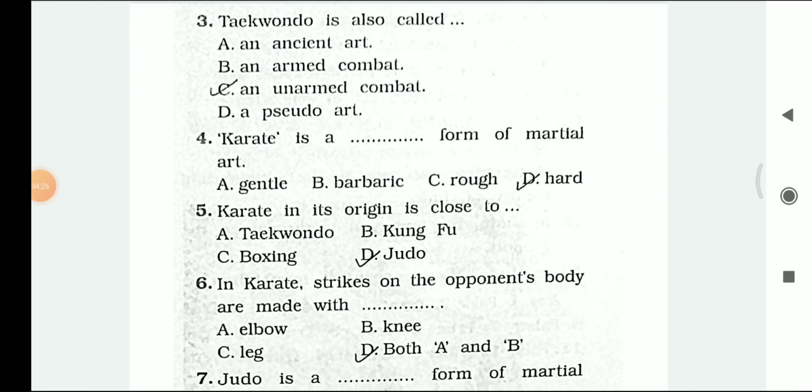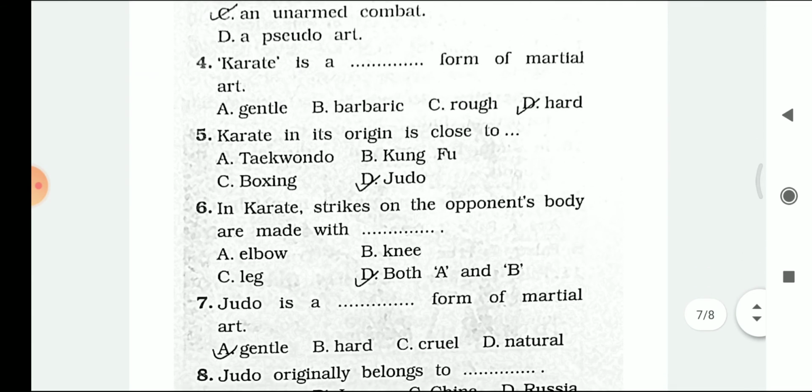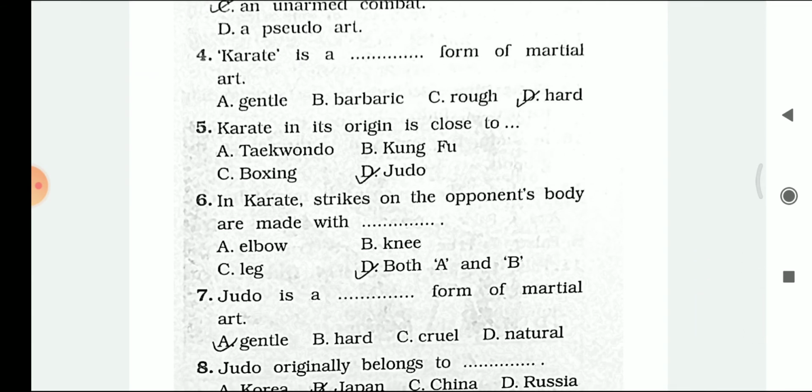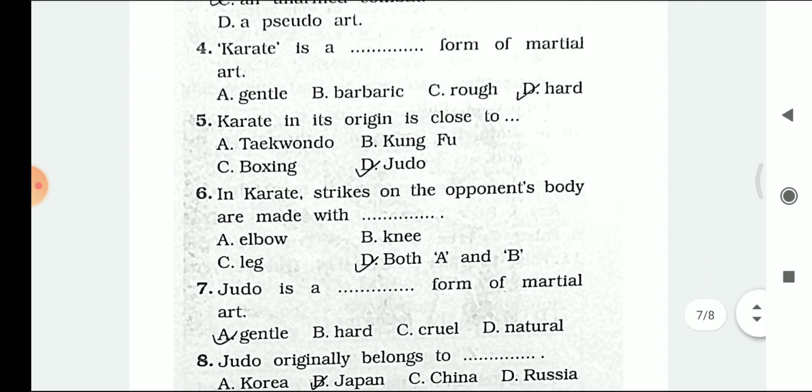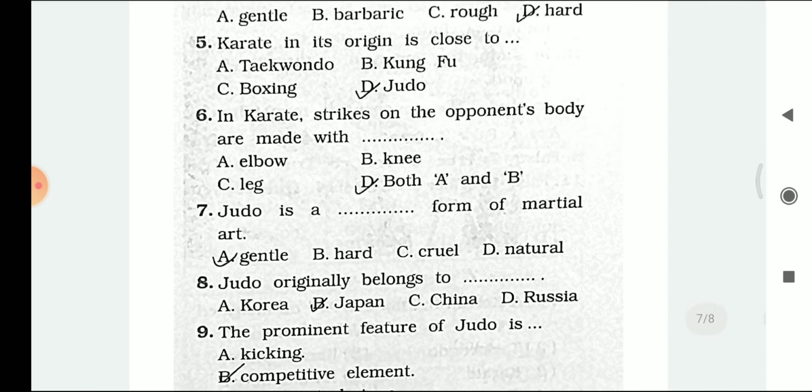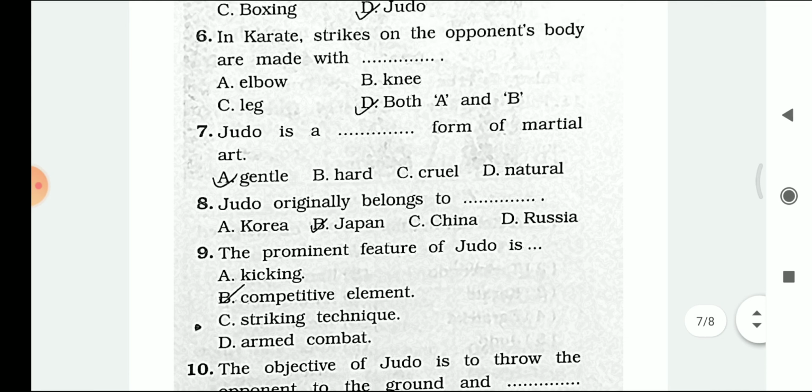Karate is a dash form of martial art. So karate is the hard form of martial art. Karate in its origin is close to judo. In karate, strikes on the opponent's body are made with dash. So in karate, we strike with the elbow and knee. So the answer to this will be both A and B.